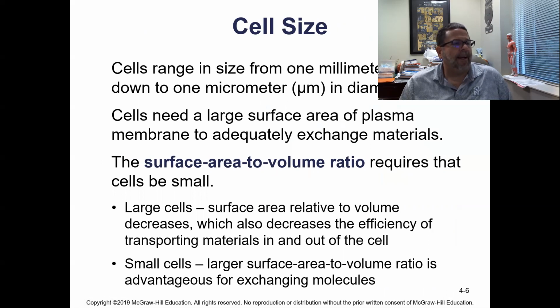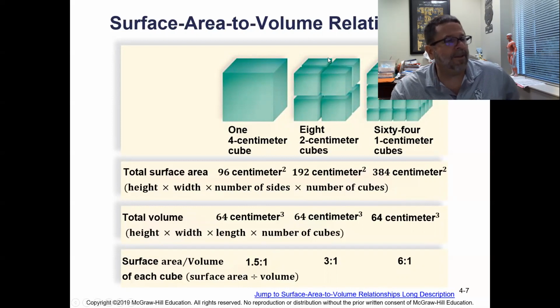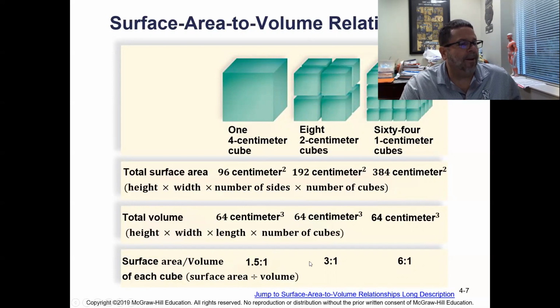Now, interesting when they're talking about surface area to volume ratio. The question is: why are we 100 trillion cells? Take a look at this picture. If you're one big cell, then your surface area is not very big. In other words, you're one 4 centimeter cube. Multiply that out, and your surface area to volume ratio is 1.5 to 1. But if you have 8 2-centimeter cells, you have more cell membrane, and all of these have a total volume of 64.